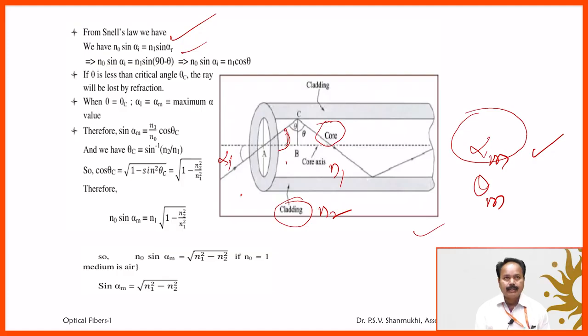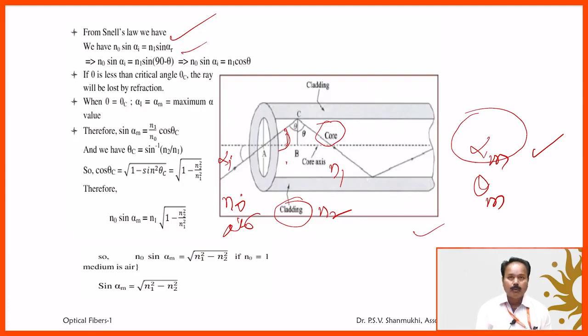Alpha I is the incident angle, alpha R is the angle of refraction, and N0 is the refractive index of the air medium or any other medium. Suppose the cable is immersed in water, then N0 is taken as 1.33. If it is kept in the air medium, N0 is equal to 1. Anyhow, the light ray is initially traveling in the medium whose refractive index is N0, and the core refractive index is N1, cladding refractive index is N2.